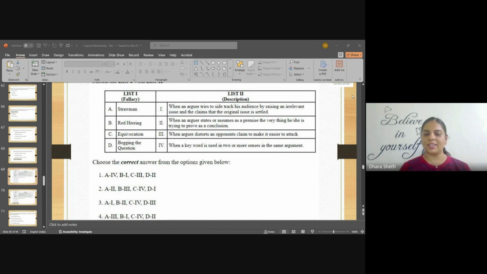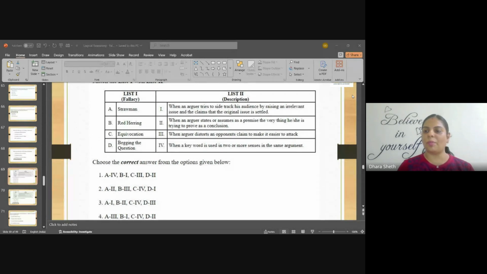In such cases, there has to be at least one option which you are very sure of. So for me, the one which I can be very sure of is begging the question or circular reasoning. Second, being someone from English language, I could say equivocation. Even if you don't understand the other two, based on this also you can make this.